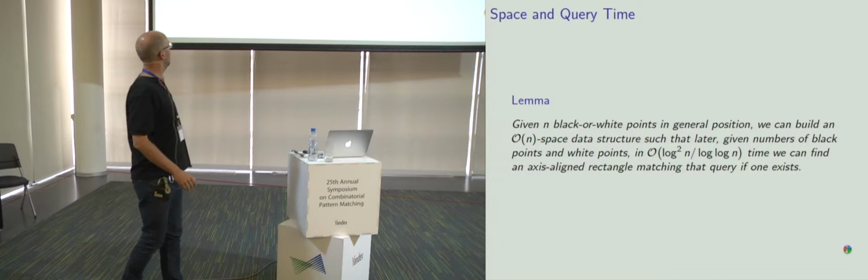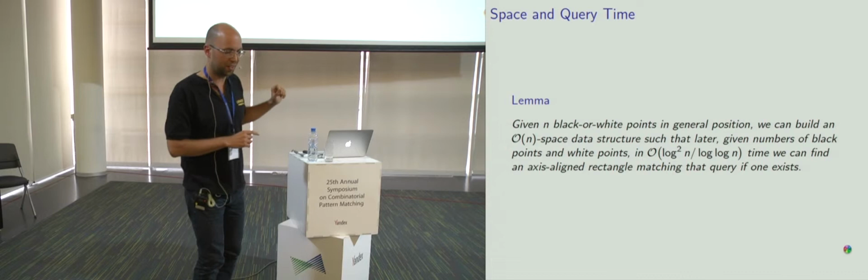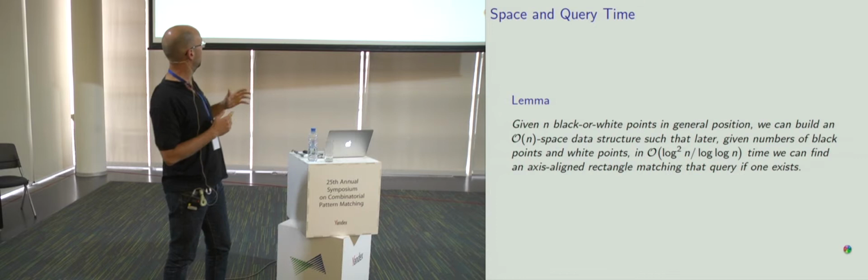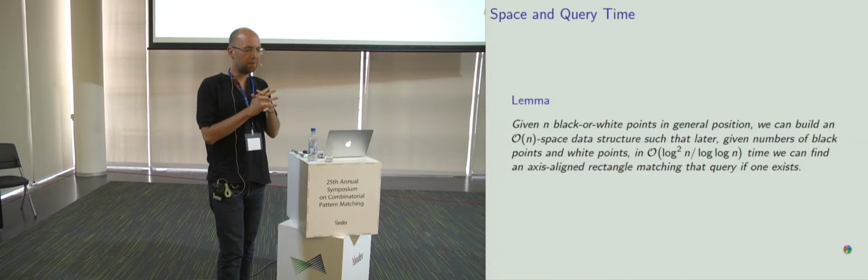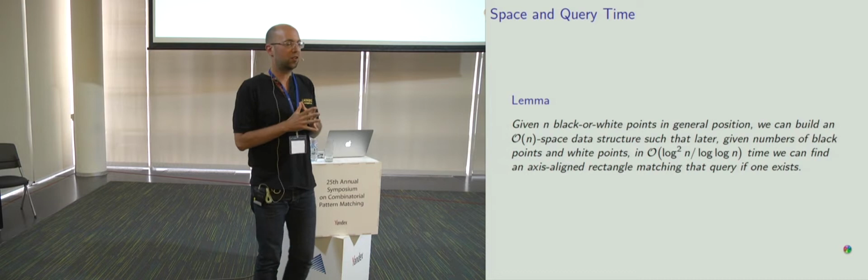So, given n black and white points in general position, that was on a slide earlier, I don't know if anybody saw what it means, we can build an O(n) linear space data structure such that later, given the number of black points and white points, in O of log squared n over log log n time, we can find an axis-aligned rectangle that contains the desired number of black points and white points. The general position, I forgot to mention it, but it is important.